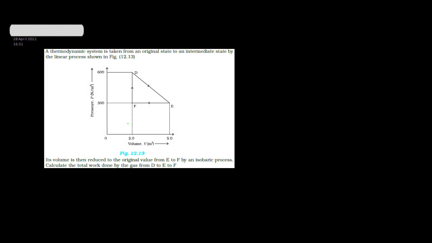It says that a thermodynamic system is taken from an original state to an intermediate state by a linear process shown in the figure. Its volume is then reduced to the original value from E to F. So start from here. From E to F the volume is reduced. Did you see that? What was the volume earlier? 5 meter cube, and it became 2. Clear?